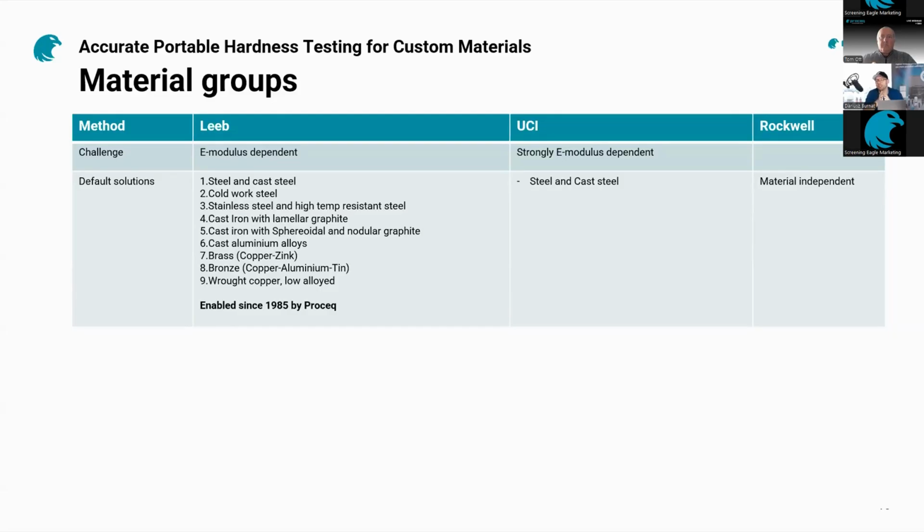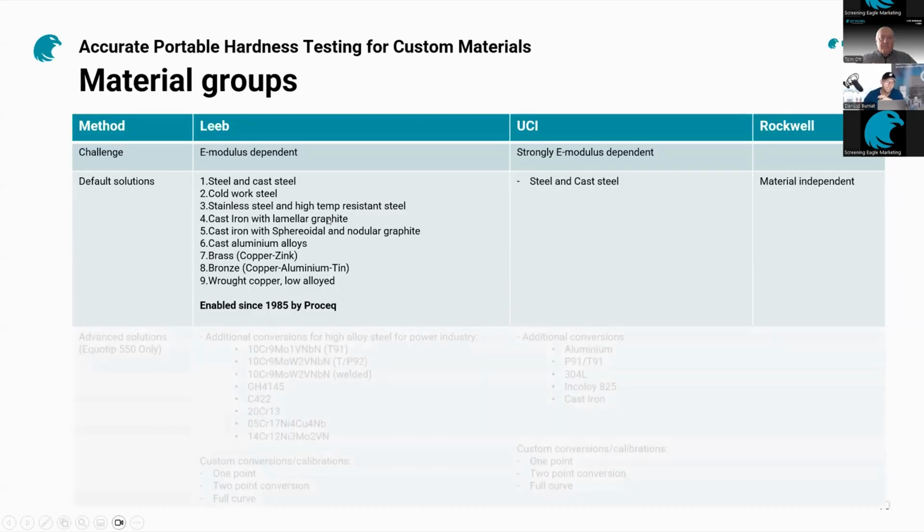The UCI is a little bit more challenging, as Tom already highlighted. It is strongly Young modulus dependent. So there, it is really important to apply those corrections. And so once more, all of the probes on the market, all of the hardness testers on the market, they are calibrated to default cast steel and cast steel with elastic modulus of 210. To close that, the Rockwell is material independent.